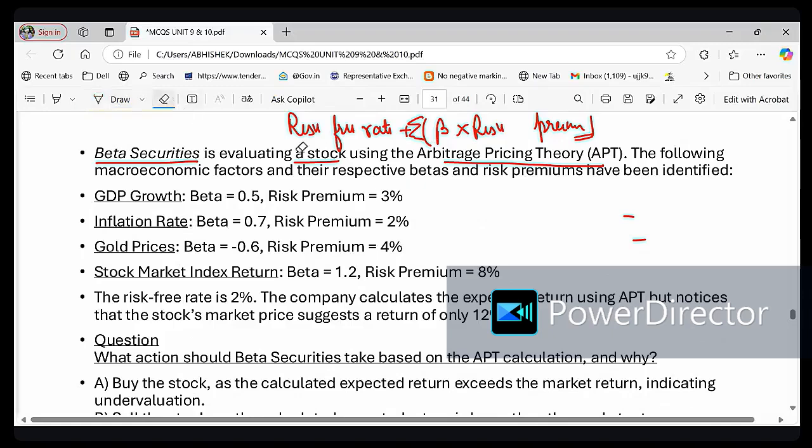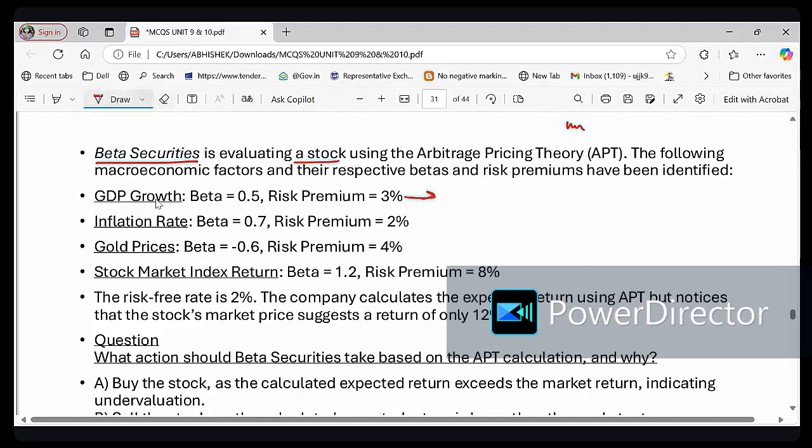So what I will do, I will draw a table here. The table is the best way to calculate it, right? We have to calculate the expected return. No need to draw the table, you can see. We will calculate the expected return step by step. Just multiply this 0.5 with 3%. 0.5 multiplied by 3 is 1.5%. Then 0.7 multiplied by 2 is 1.4%. Then minus, see, beta is negative, minus 0.6 multiplied by 4%. How much is this? It is minus 2.4%.